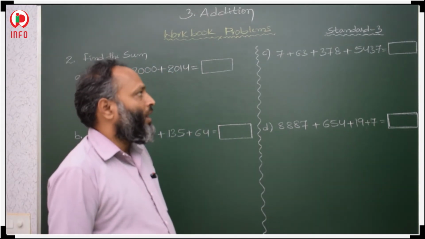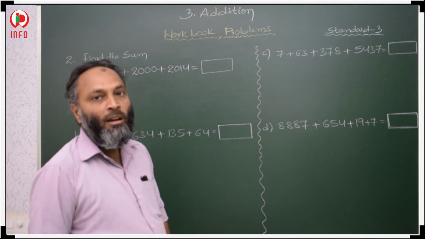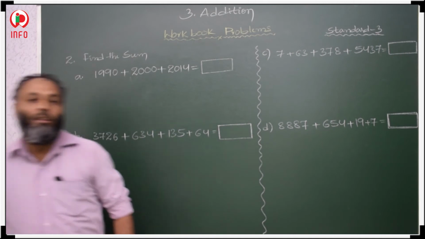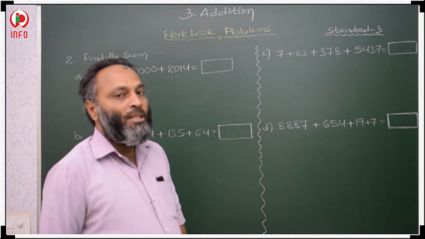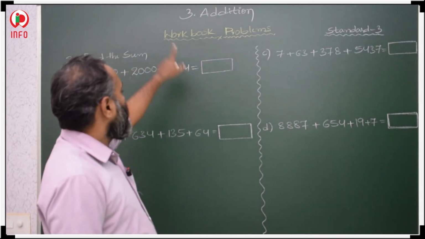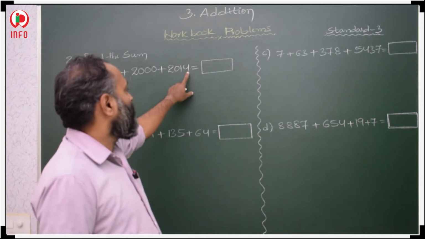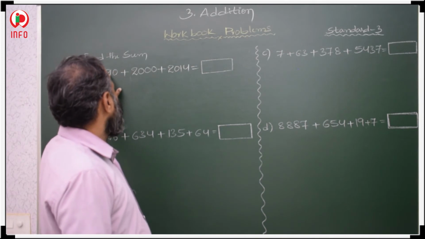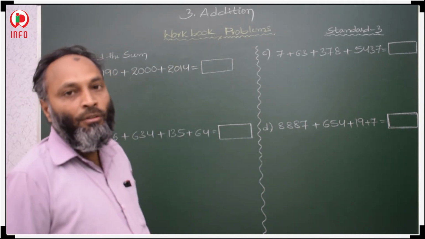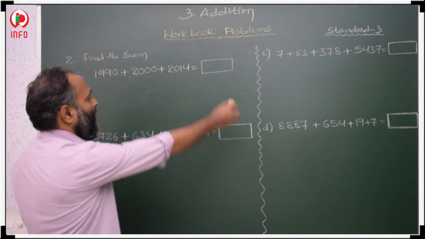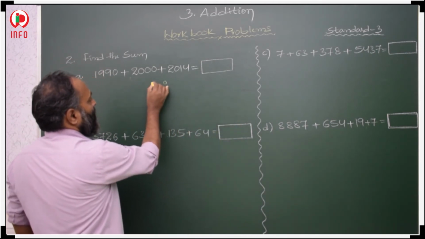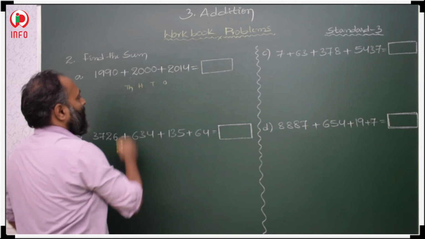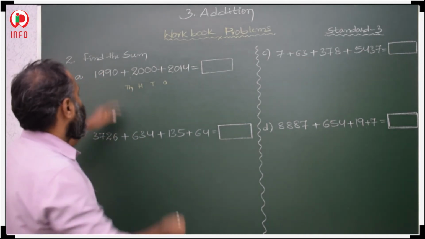So first we have to arrange these numbers into columns. How to arrange these numbers into columns? First, count the number of digits. How many digits are there here? 1, 2, 3, 4. 4 digits are there. It means we have to take ones, tens, hundreds and thousands. Till thousands place.